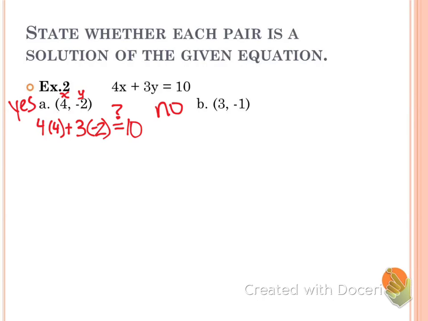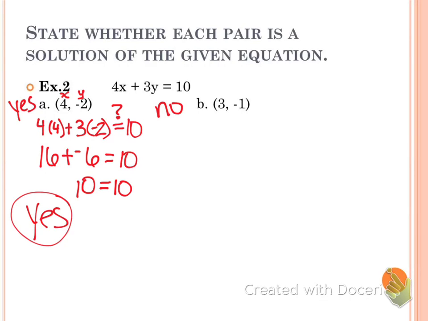4 times 4? 16 plus 3 times -2, which is -6. Equals 10? What is 16 plus -6? 10. Does 10 equal 10? Yes. So good, we got that one right.